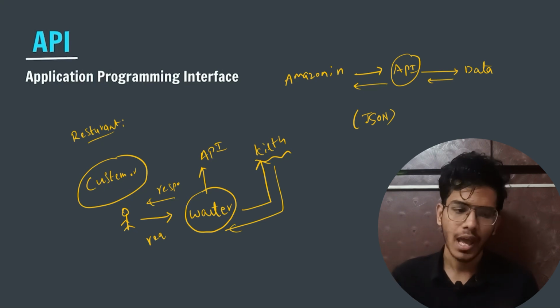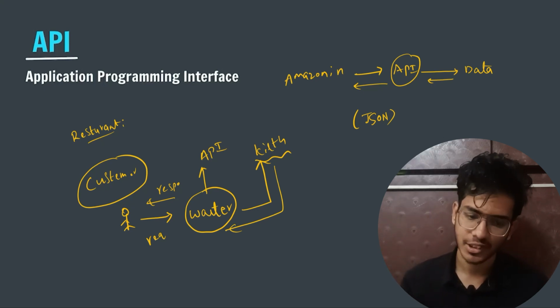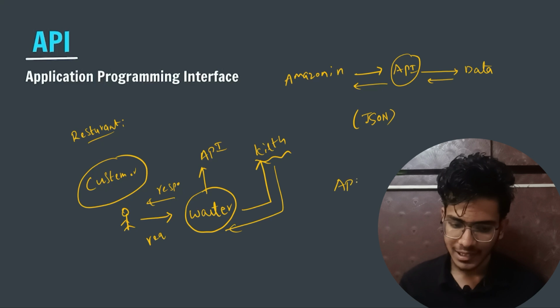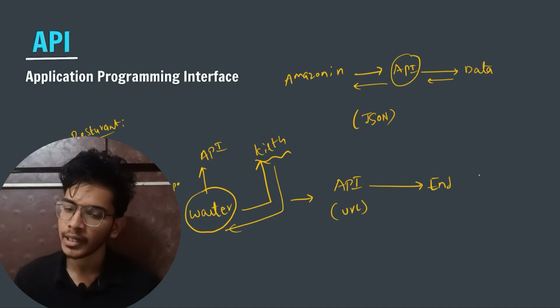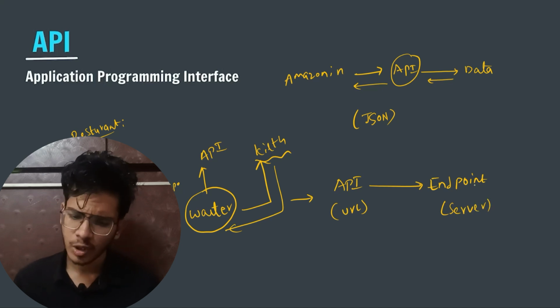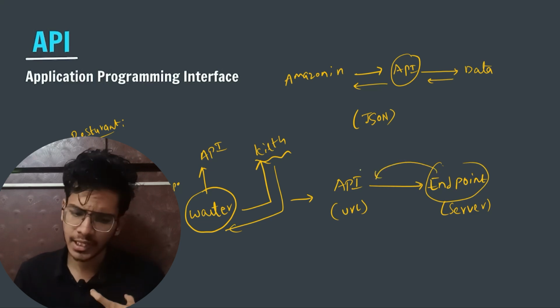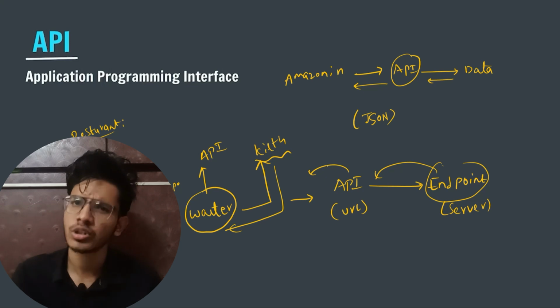Understood. And one more thing is that APIs are nothing but URLs. An API is nothing but a URL, and whenever you call this URL, it will go to the endpoint, and that endpoint is a server. It will go to the server, or you can say database, whatever it is. It will fetch some data and return it to the client, or you can say to the user.